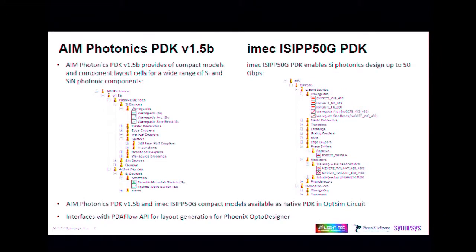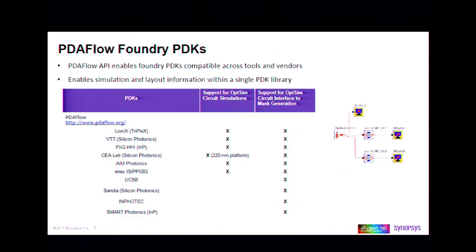From this PDK, you will access all the passive and active devices from the foundry, following the design rules of the specific foundry. Same thing for HiMech, with the C-band and O-band devices available from this library. Anyway, if you are working with some other foundry, we also have from the software access to the PDA flow foundry PDK. It's a way to access all the PDKs available on the market. So here is a list of the different foundries that are available from the PDA flow service.